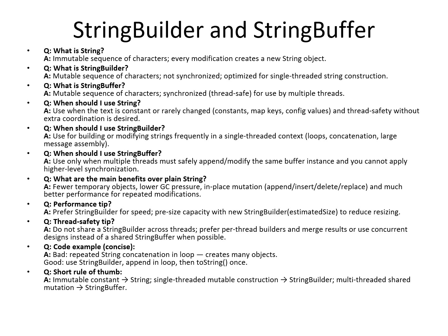So when should I use string? Use it when the text is constant or rarely changed, like constant map keys and config values. The text we generally want to be constant, not changeable. In that case, we can go for a string. If thread safety is required, we can go for a StringBuffer. And in the case of a StringBuilder, use it for building or modifying strings frequently in a single-threaded context.